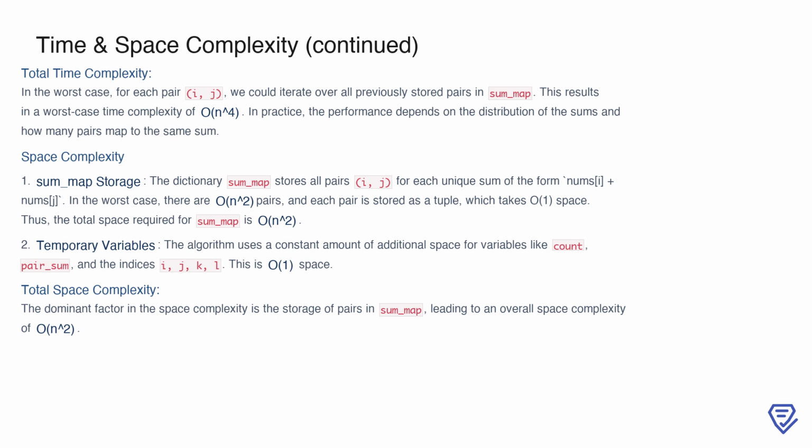Now, looking at the space complexity, the dictionary sum_map stores all unique sums of the form nums[i] + nums[j], along with the pairs i, j that produce these sums. In the worst case, there could be O(n squared) pairs, and since each pair is stored as a tuple, the space required to store these pairs is O(n squared). Additionally, the algorithm uses only a constant amount of extra space for variables like count, pair_sum, and the indices i, j, k, l, which adds O(1) to the space complexity. Therefore, the total space complexity is dominated by the storage in sum_map, making it O(n squared).